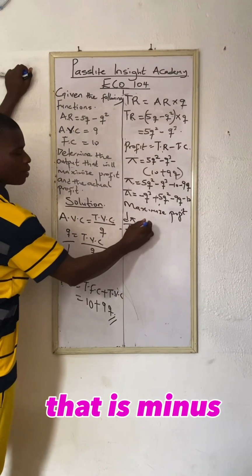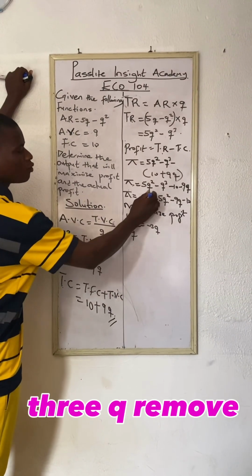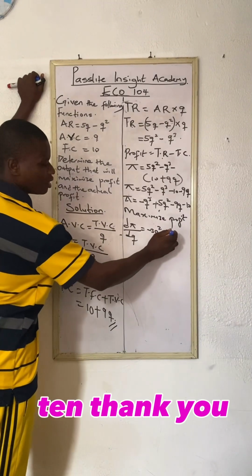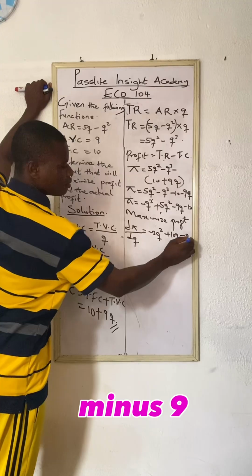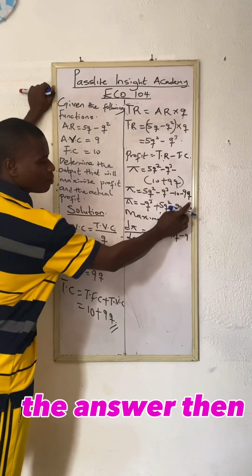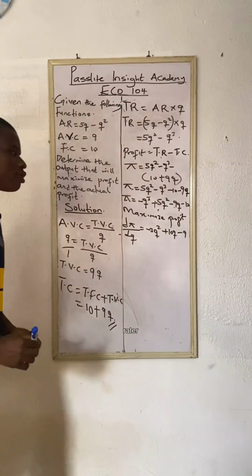3 times 1, that is minus 3q. Remove 1 from 3, that is 2. That is the law of differentiation. Plus 2 times 5, 10q. Then you have minus 9, the coefficient of q is minus 9. Then we see a constant value; the derivative of a constant value is 0.